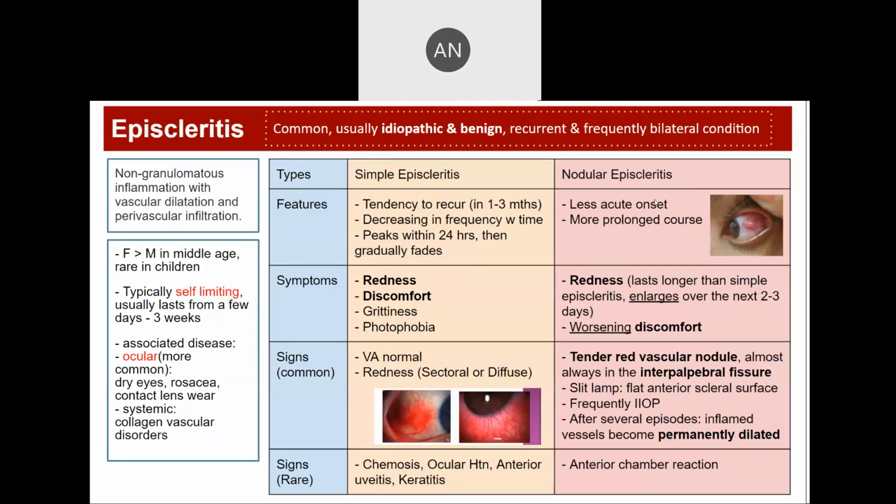Both simple and nodular episcleritis are similar in that you have eye redness. But nodular episcleritis is normally more severe, and you can find a nodule on the sclera in the interpalpebral fissure, with worsening discomfort. Simple episcleritis has a shorter course. It peaks within 1 day and then gradually fades, whereas nodular episcleritis has a less acute onset and a more prolonged course.